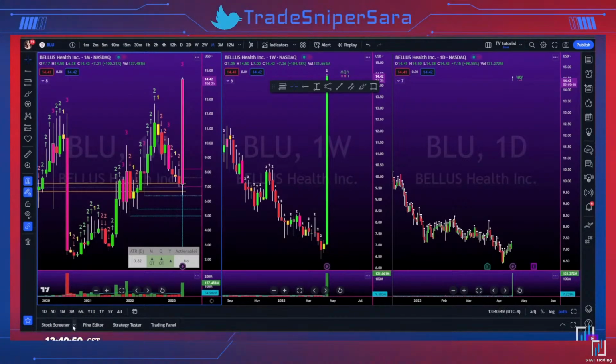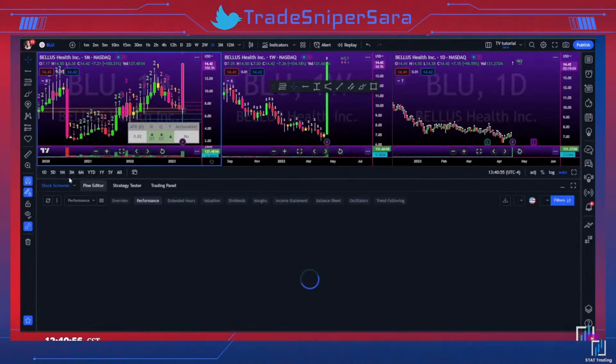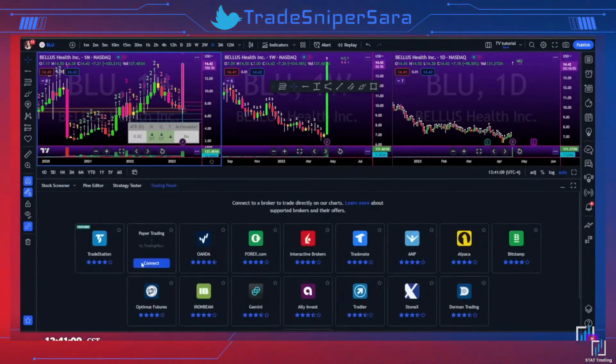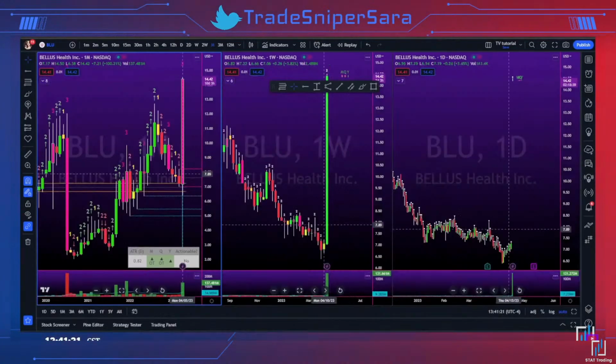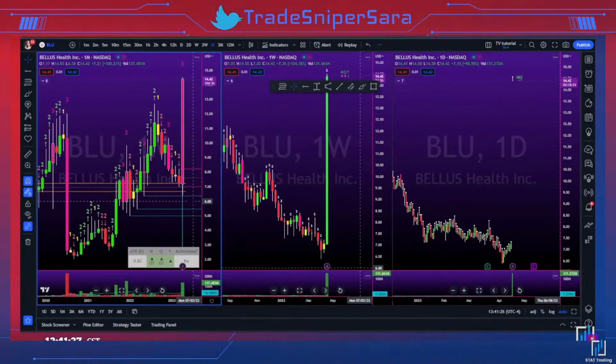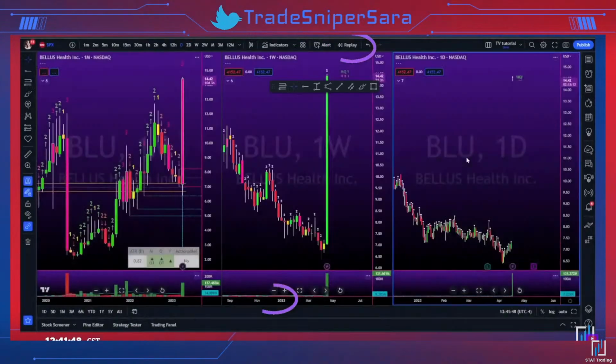Oh, down here at the bottom, there's all kinds of stuff. There is some sort of stock screener in here, but I do not use it. If you want to paper trade, you hit trading panel, and then you just click paper trading by TradingView, and then click connect, and then it'll set up a little fake account for you, and then you can trade right on the chart. You can watch some YouTube tutorial videos for how to do that. It's pretty easy though.